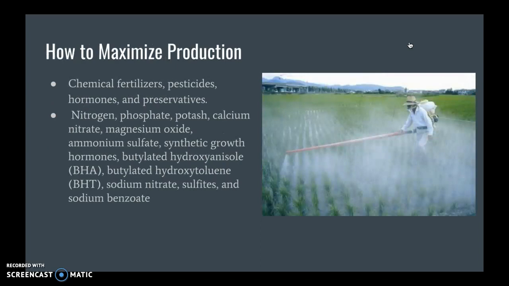So how to maximize production? Maximizing production involves the use of chemical fertilizers, pesticides, hormones, and preservatives. These chemicals can include nitrogen, phosphate, potash, calcium nitrate, magnesium oxide, ammonium sulfate, synthetic growth hormones, butylated hydroxyanisole, butylated hydroxytoluene, sodium nitrate, sulfites, and sodium benzoate. As you can see in this picture to the side here, we have a field worker who is spraying a field of crops full of pesticides.